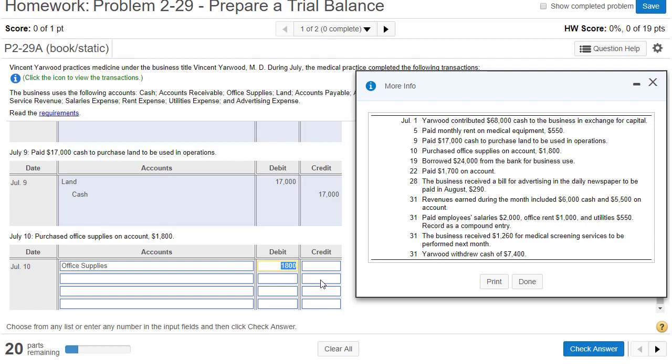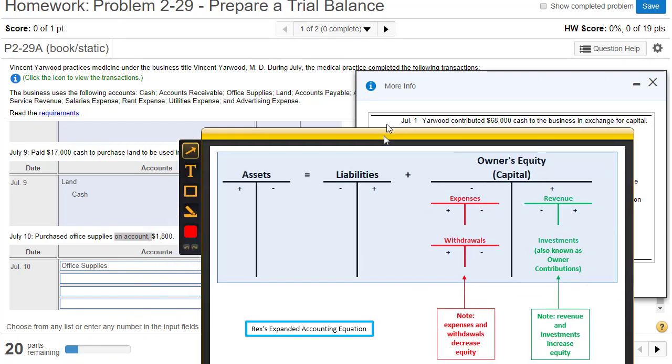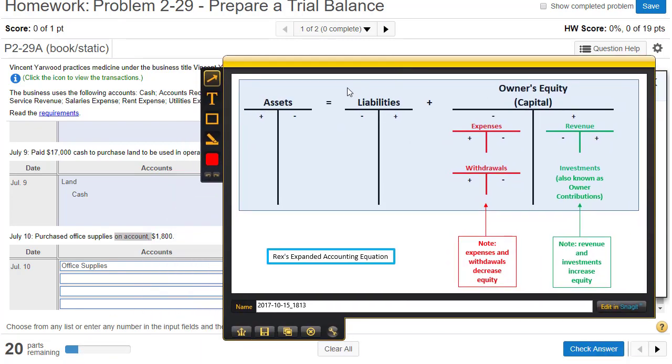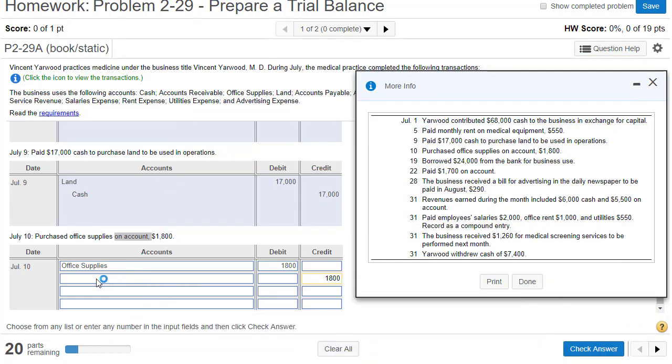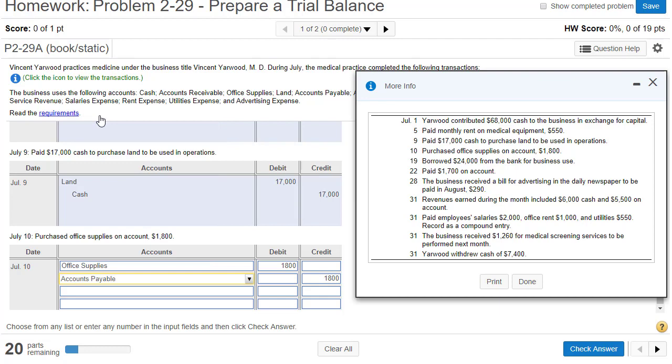Now we need an $1,800 credit. So did we pay cash for these? No. It said we bought them on account, which means we're going to promise to pay later. So we have more debt. So debt, of course, is a liability, and we have more debt, more liability. So that is our credit account. So let's look up in our chart of accounts and see what kind of payables we got. We've got accounts payable, we've got advertising payable. Well, accounts payable is better, so we will use that.